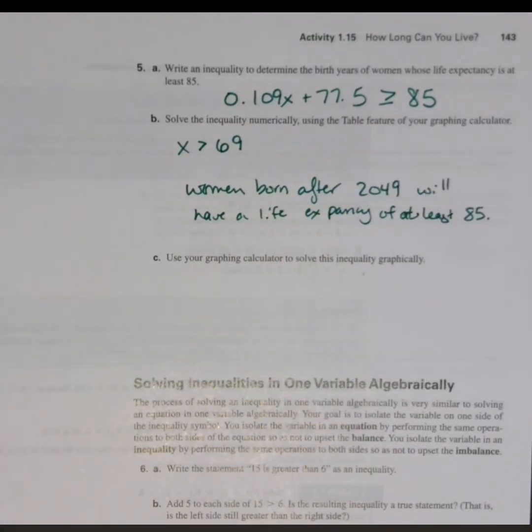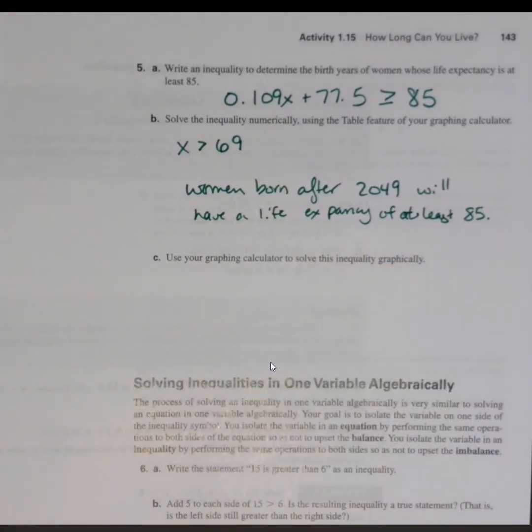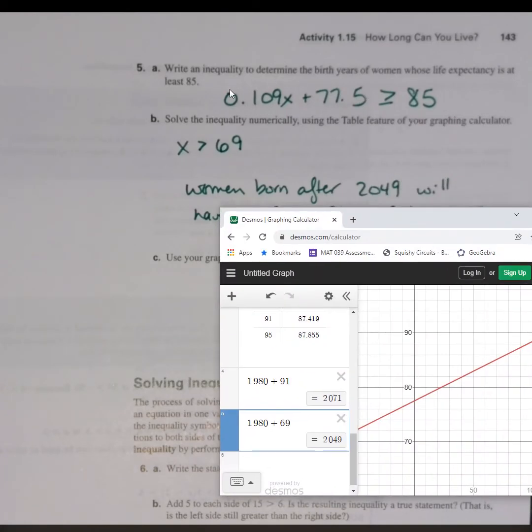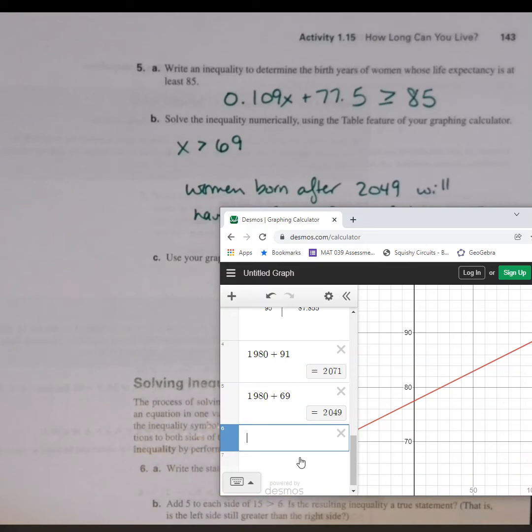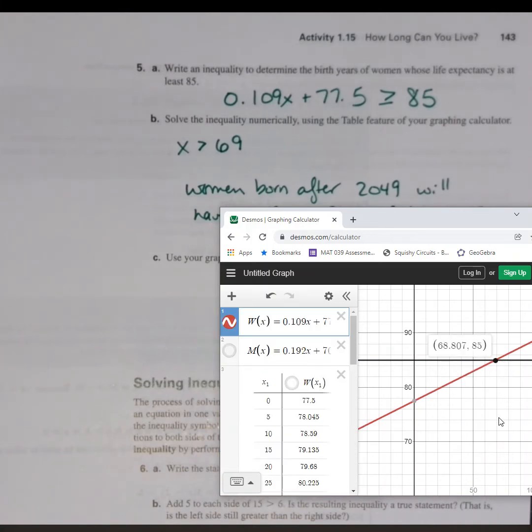Okay, let me get my decimals all the way out of the way there. Women born after 2049 will have a life expectancy of at least 85. All right, so use my graphing calculator to solve this inequality graphically. I don't have all the parts that I need yet. I have the women's equation graphed, but I do not yet have the 85 graphed. So to graph that side, again, as an output value, I would graph y equals 85. And then I can see the 85 output, and I can see where my function crosses it.